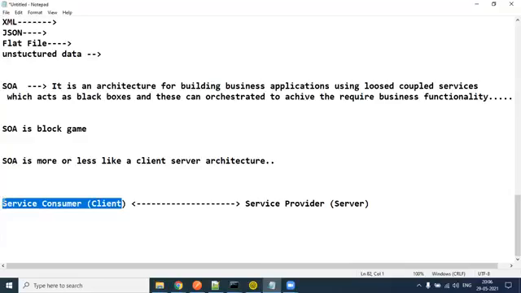These two parties may not know each other directly. So we need some kind of mechanism or some kind of a tool which helps in this collaboration. I'll give you an example.